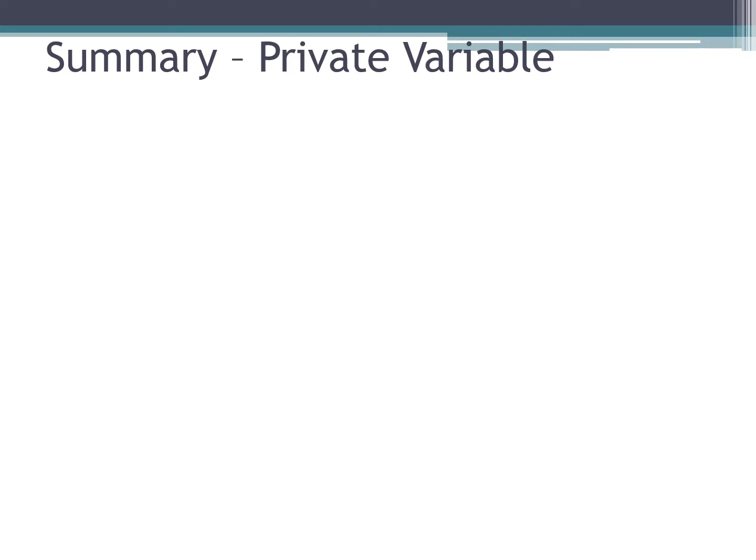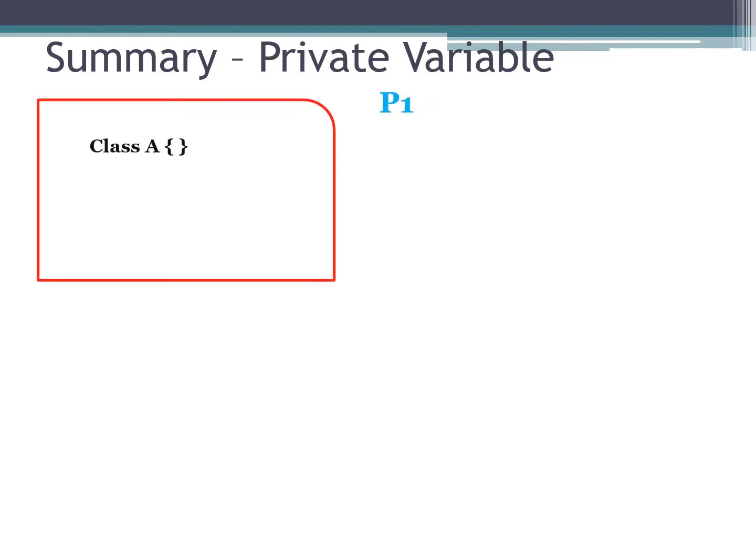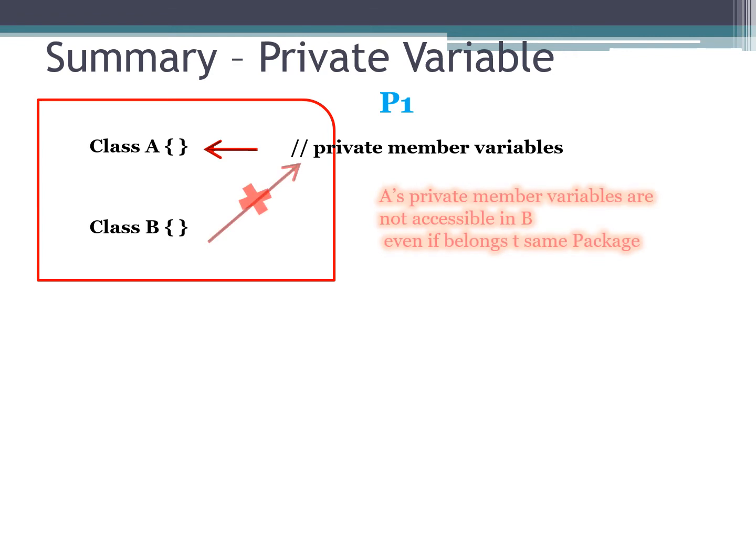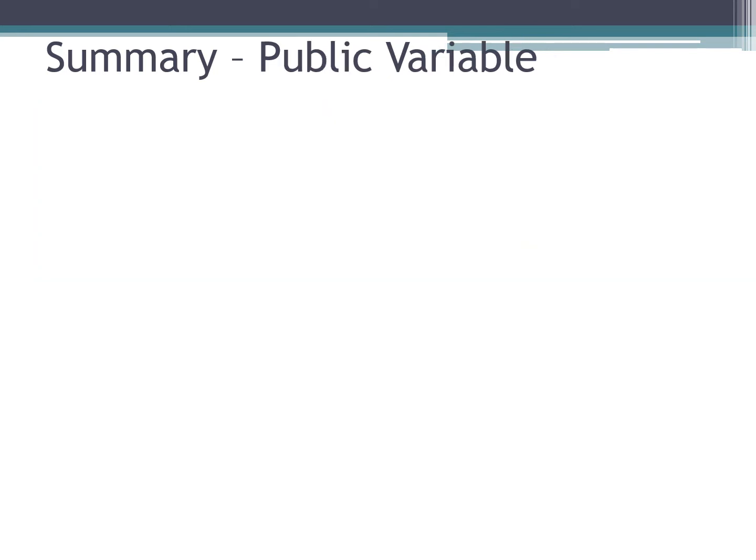So let's summarize the different scenarios. If we have package P1 with class A having private member variables, and in the same package there is one more class B, B is not able to access A's private member variables. So private member variables are the most restricted type of visibility in the class declaration.